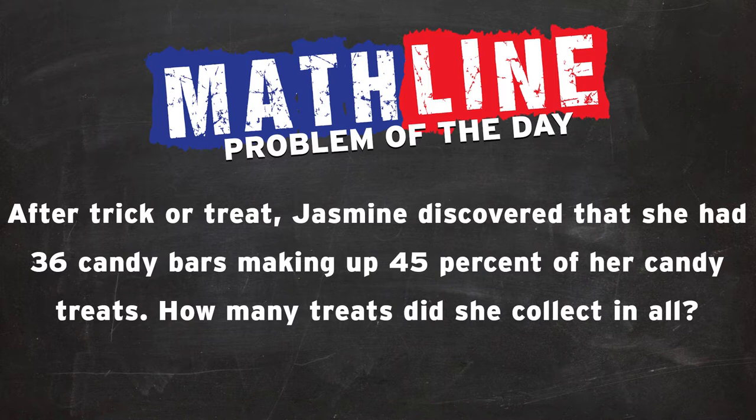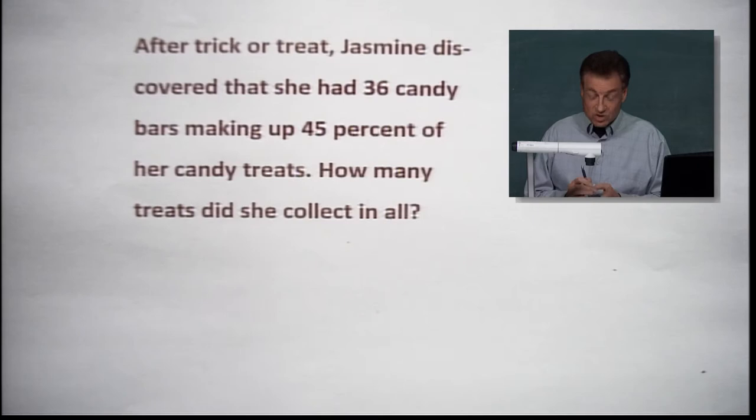Again, trick-or-treating, she discovered she had 36 candy bars, making up 45% of her candy treats. We're going to find out how many treats she had in all. Let's see where we're going to go with this. Let's take a look at it. There's a lot of words in this thing, aren't there? So let's decipher it. It's a story, and a story we all do.